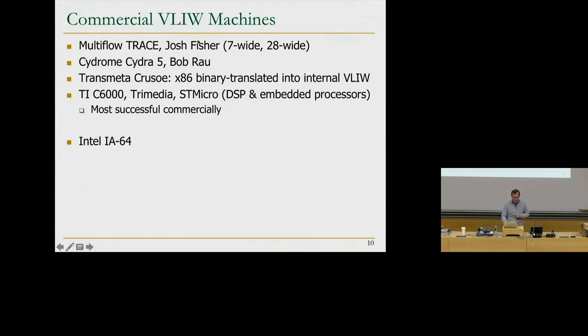So initially, Josh Fisher and Bob Rau were the two pioneers that designed these machines. One of the first machines of the Multiflow company was 7-wide, and then they had a 28-wide machine. That's one of the widest machines that we know of that can execute independent, completely unrelated instructions. GPUs today, like vector machines, as we will see, can execute many instructions, except those instructions do exactly the same thing on different elements of data.